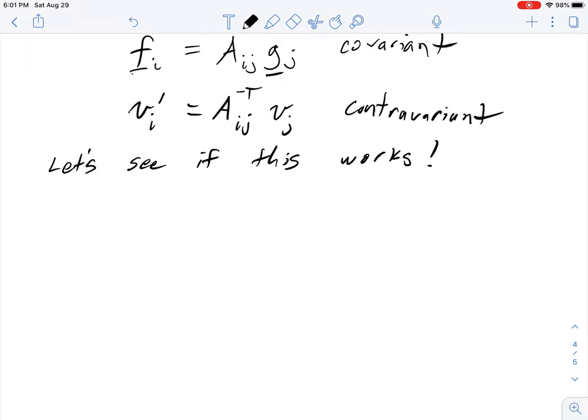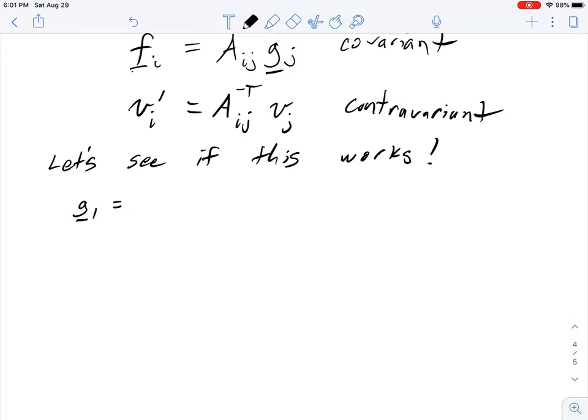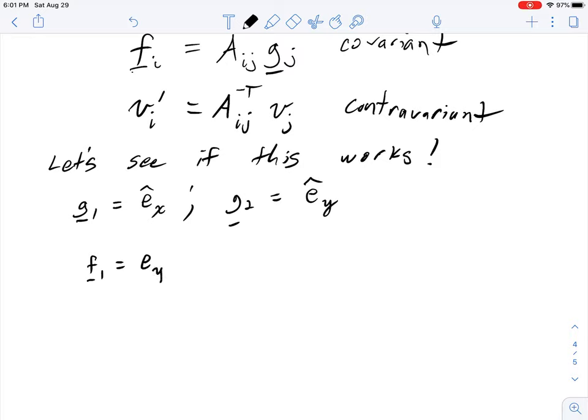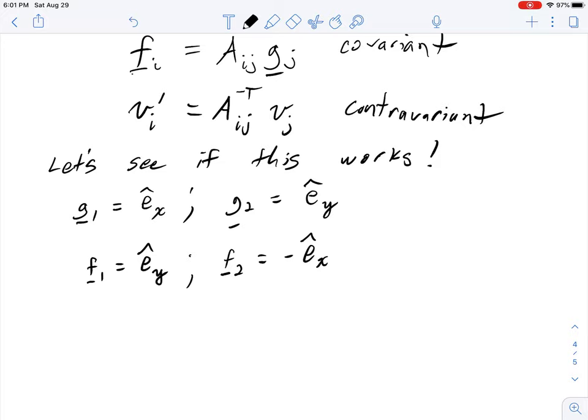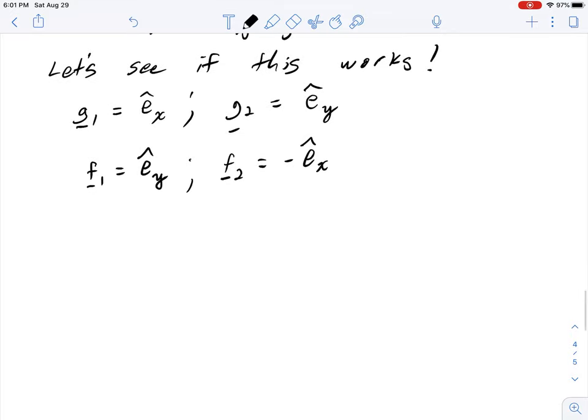So in R2, let's say that G1 is equal to the unit vector in the x direction, and G2 is equal to the unit vector in the y direction. And then F1 is equal to the unit vector in the y direction, and F2 is equal to minus the unit vector in the x direction. So in other words, the F vectors are just the G vectors rotated 90 degrees in the counterclockwise sense, right? So we can set that up.